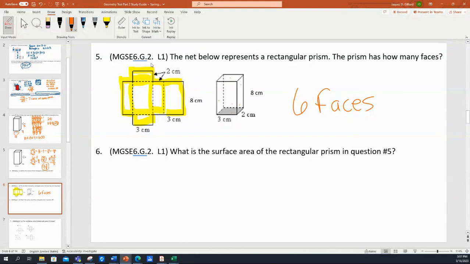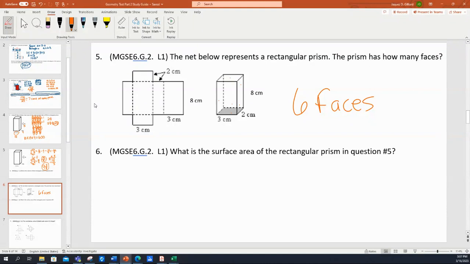Now the question says, what is the surface area of the prism in question 5? All right, well, let's take a look at it. We don't have dimensions for everything, but you can see that there's a front, a back, a side, a top, and a bottom. Or you can say, okay, we have 2 large boxes, 2 medium boxes, and 2 small boxes, right?